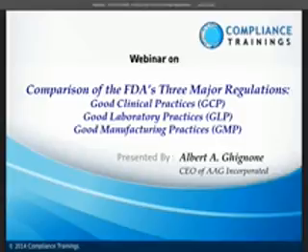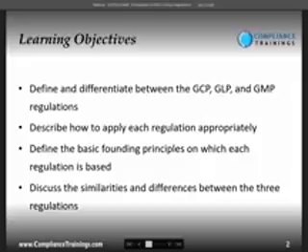Okay, we're going to start off here with slide number 2. These are some of the things that we will cover during this presentation, in addition to any questions that you may have. We define and differentiate between GCP, which stands for Good Clinical Practices, GLP, which stands for Good Laboratory Practices, and GMP, which stands for Good Manufacturing Practice Regulations. We describe how to apply each regulation appropriately. We define the basic founding principles on which each regulation is based, and we discuss the similarities and differences between the three regulations.